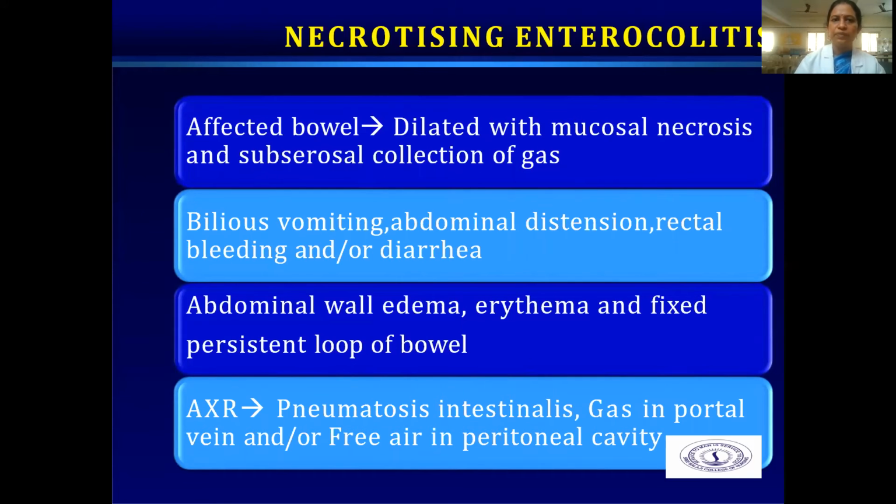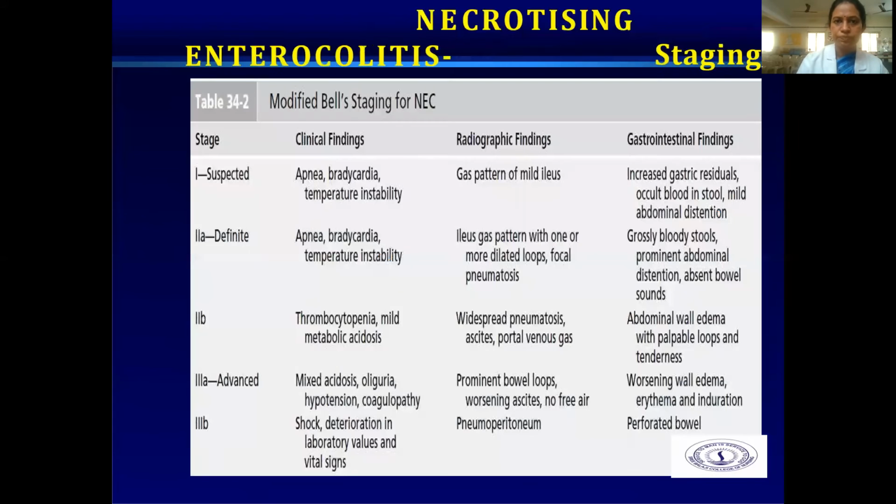Necrotizing enterocolitis, affected bowel dilated with mucosal necrosis and subserosal collection of gas. So here we see the collection of gas and bilious vomiting, abdominal distension, rectal bleeding and or diarrhea. So you can have diarrhea, it may be with diarrhea or without diarrhea, but rectal bleeding is there. Abdominal wall edema, erythema, and fixed persistent loop of bowel. And we find pneumatosis intestinalis, gas in portal vein, and or free air in peritoneal cavity. So this is the major finding of necrotizing enterocolitis.